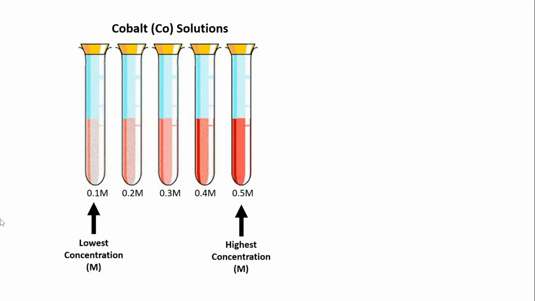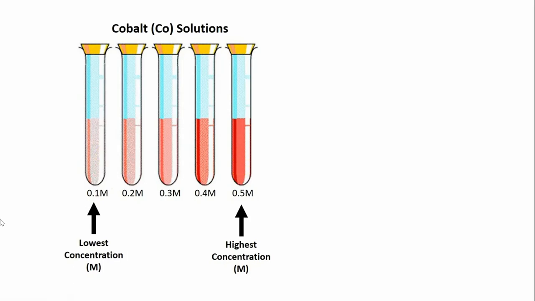In this example, here are 5 cobalt solutions that vary in concentration from 0.1 molarity to 0.5 molarity. The reason we chose cobalt for this example is cobalt is red in solution. So hopefully you can see that as my concentration increases from left to right, the depth of the red color also increases correspondingly. So low concentration, not much red color; high concentration, a deep red.